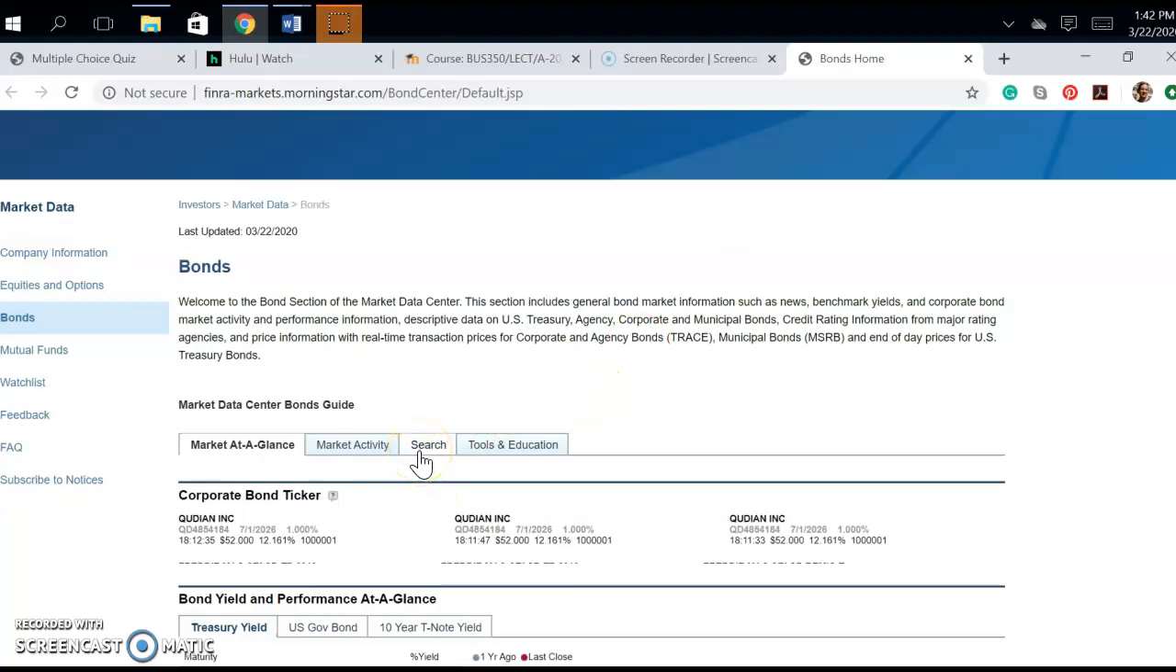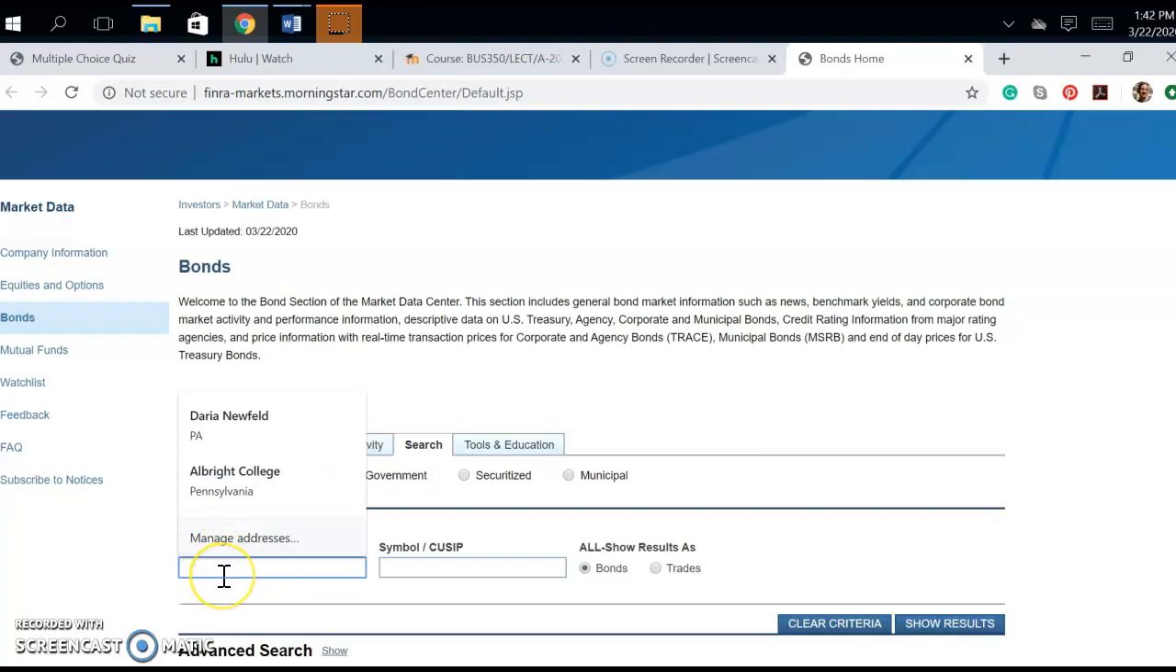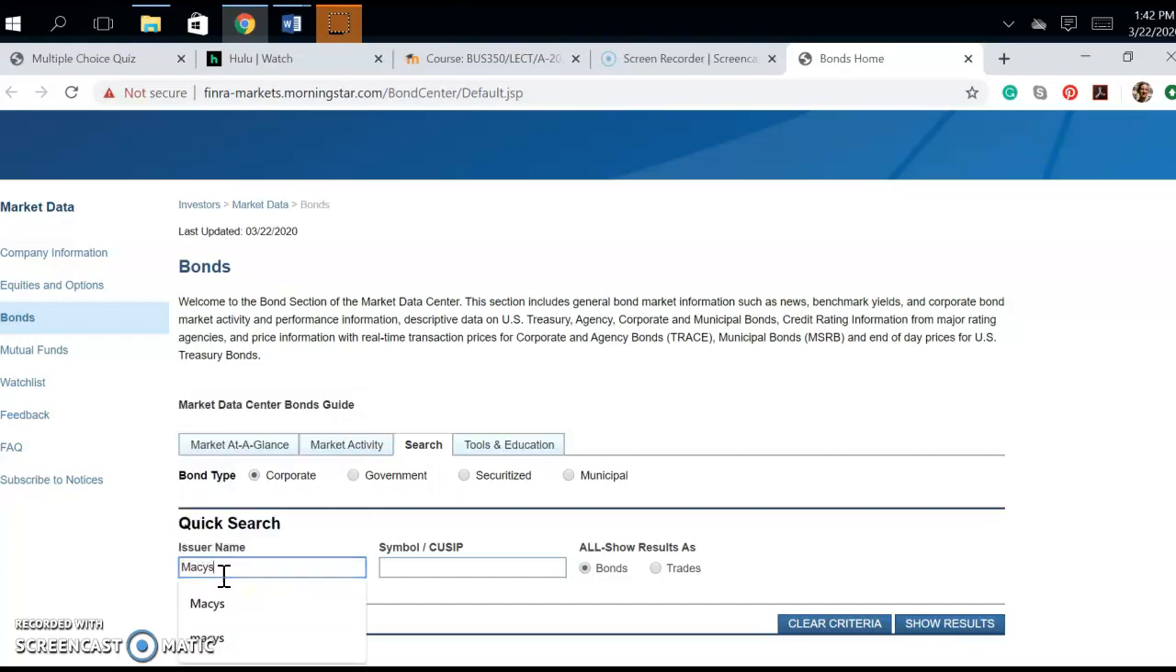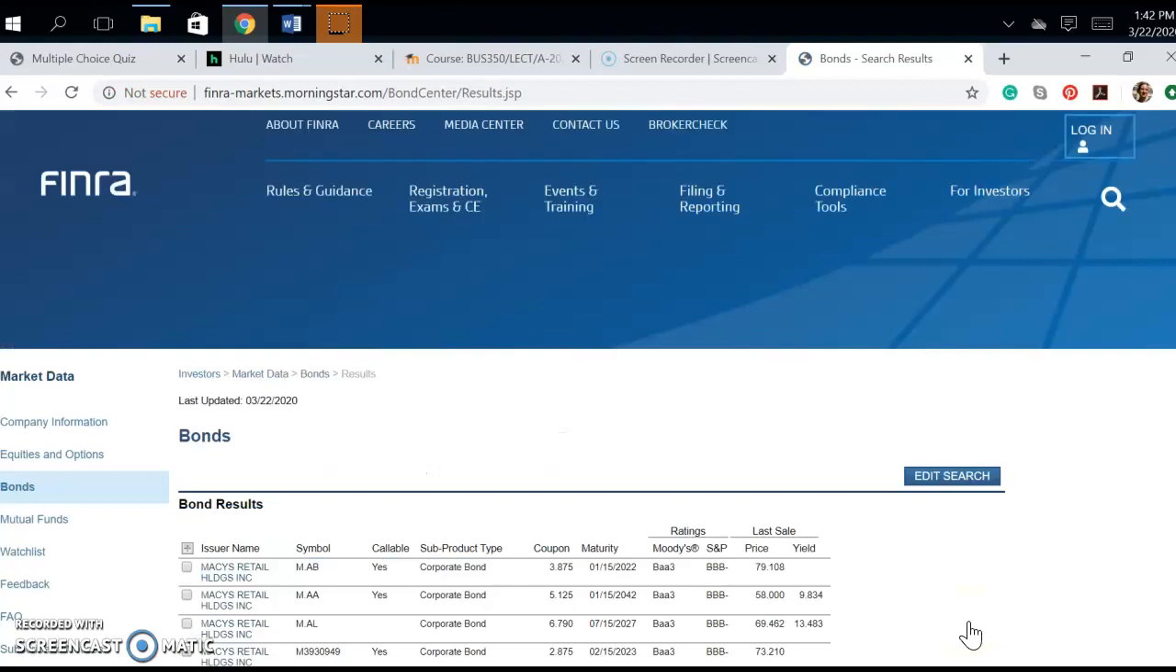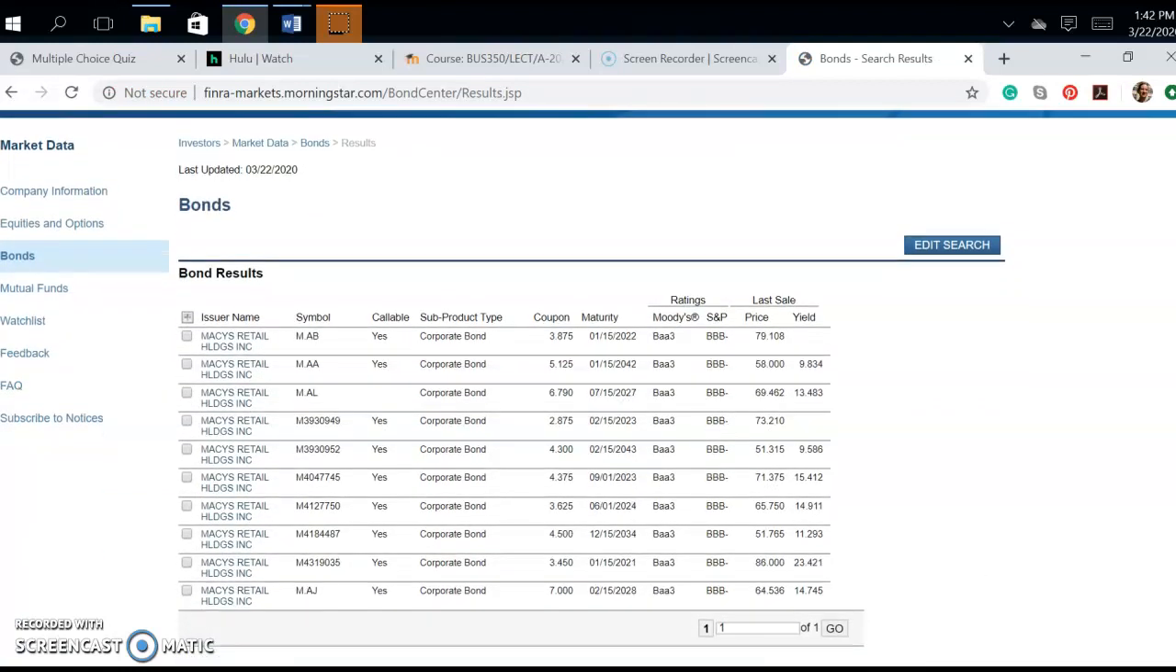You can find that information on a lot of different things. But this one has the advantage that you can go to the search function and type in an issuer and look up that information. So I'm going to do Macy's because I know no one's using Macy's, and I just type that name in there and click Show Results. And this is going to bring up all of Macy's corporate bonds. So this is going to help me to answer the questions that I'm being asked.